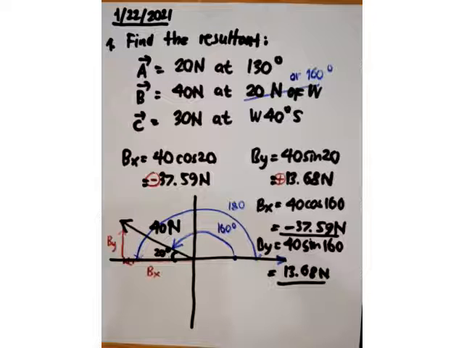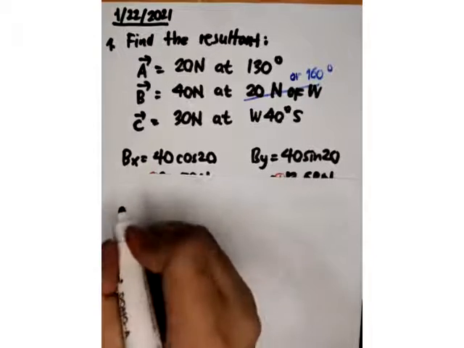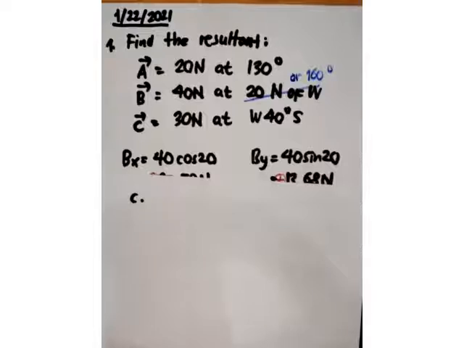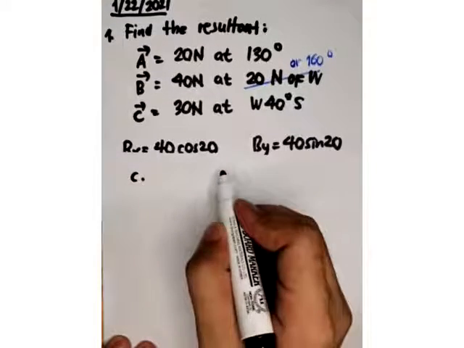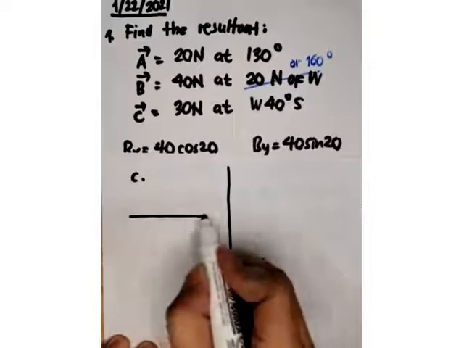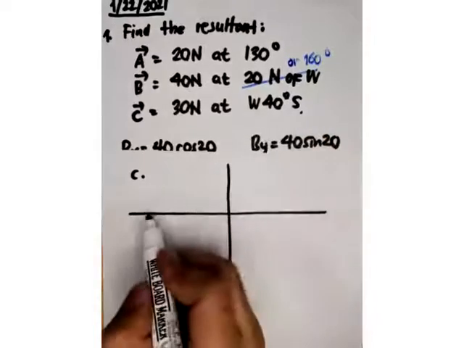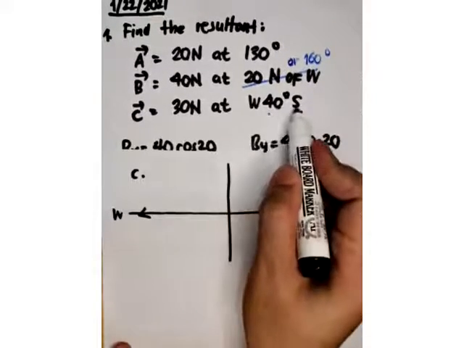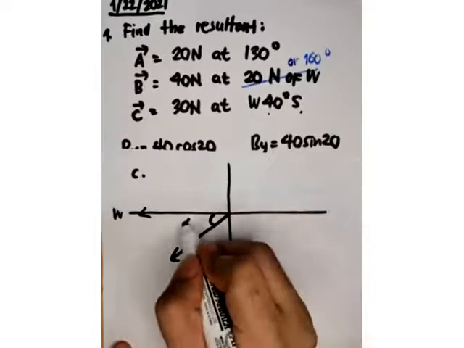So, let's try naman yung C, vector C. Pwede rin gamitin yung 40 degrees. Kaya lang, yung sinasabi ko kanina, hindi kasi natin alam kung ano yung positive at saka negative. So, ang gagawin na lang natin is i-convert din natin yung 40 degrees. Nasan ba yung west, 40 degrees south? Nandito yung west. Tapos, pupunta ka daw ng south ng 40 degrees. So, ito yung south, ito yung 40 degrees.